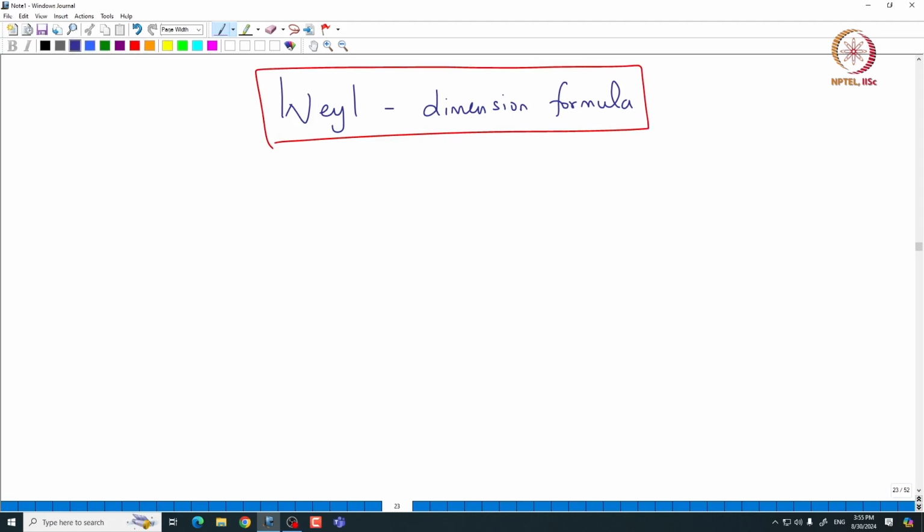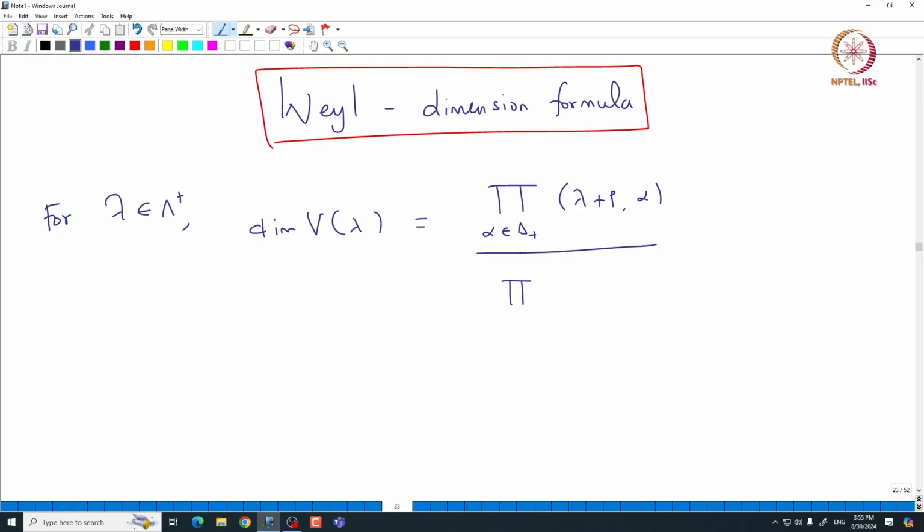What this formula says is, given lambda dominant, we are interested in computing the dimension of V of lambda. This is given by the ratio between two elements: the product over alpha in delta plus of the inner product of lambda plus rho with alpha, divided by the product over alpha in delta plus of the inner product of rho with alpha. So, this is a very explicit formula. Given lambda, it is easy to compute the inner product of lambda plus rho with alpha. Then you take the corresponding product and divide by the product of rho comma alpha. So, this gives you the formula for this dimension.